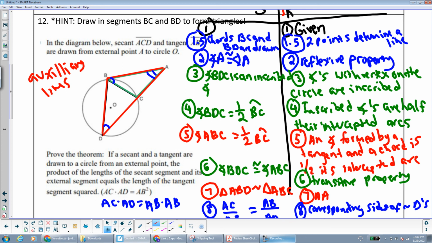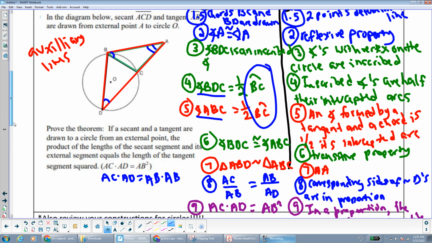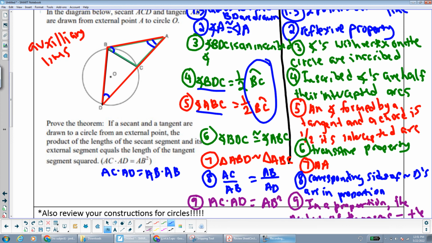Since angle BDC and angle ABC, those two angles in our diagram, are both equal to half of the same arc, they're both equal to half of arc BC, we can say that they're congruent to each other. And that's by the transitive property, because there are three things involved. There are the two angles, and they're equal to the same third thing. So that means they're equal to each other. So that's the transitive property. Now we have our two pairs of congruent angles for AA, proving that the triangles are similar. From there, we just need to prove a proportion and then prove the product that we're proving.